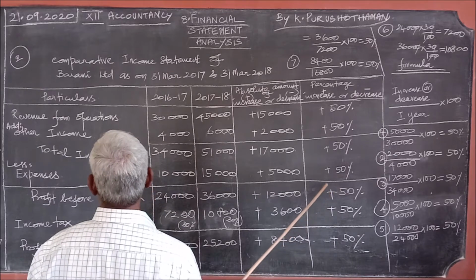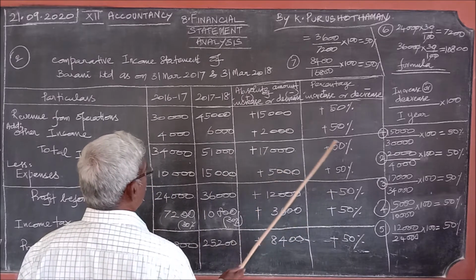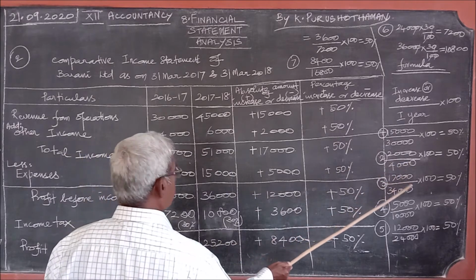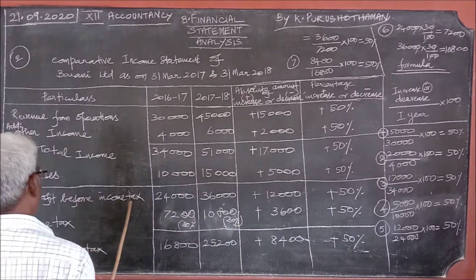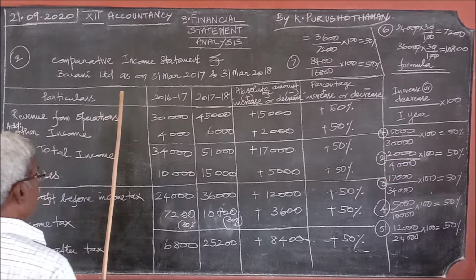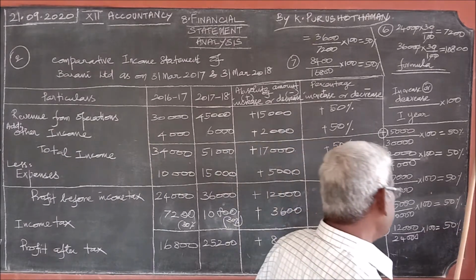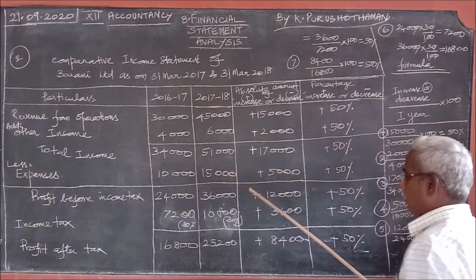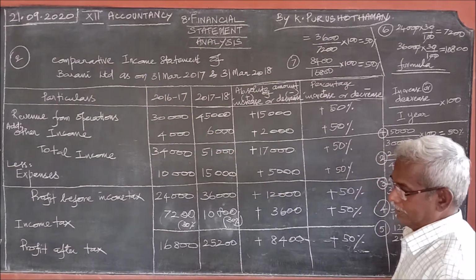This is 50%. So, for expenses also we have done like this. The point number 4 here. Then, from the profit only, the income tax should be paid. The income tax depends upon the profit earned by the company or the concern.